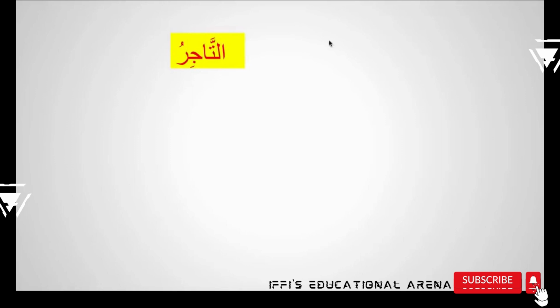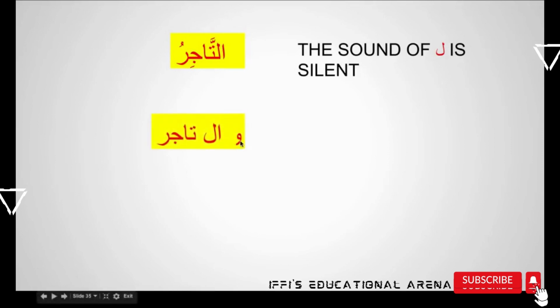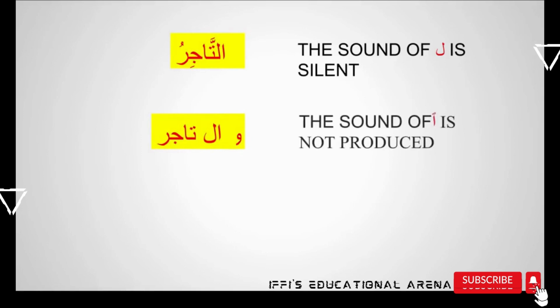We have to mention the huruf shams, where we've already said that the sound of lam is silent, so we pronounce it at-tajiru. So we don't produce the sound of lam. What happens when waw or any other letter comes in front of it? If you see here, the sound of alif is also not produced. So we have two letters that are completely ignored, and we pronounce as though the letters don't exist at all. So pronounce it wat-tajiru, wat-tajiru.